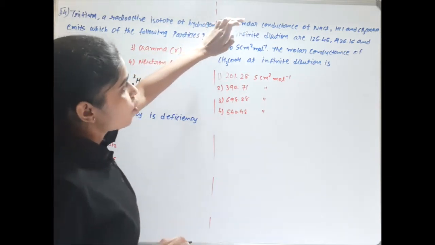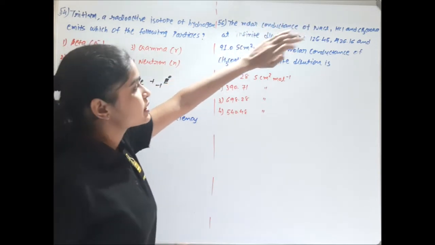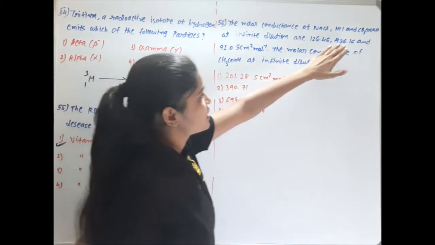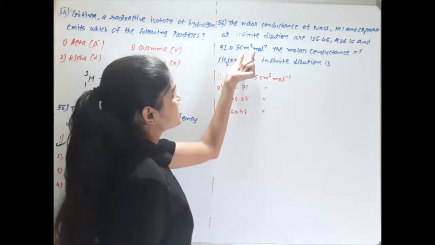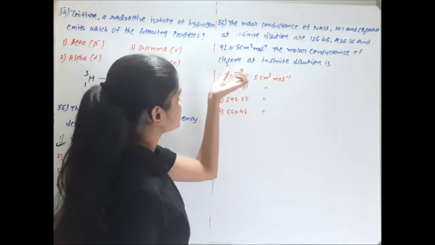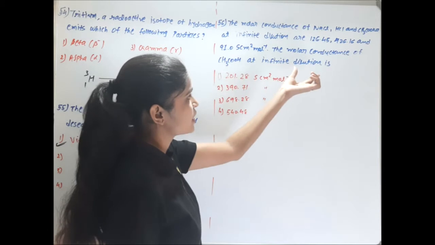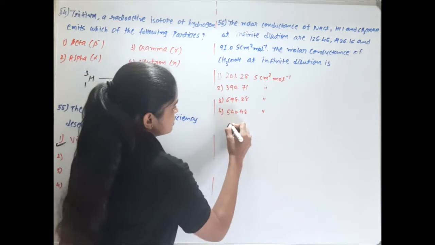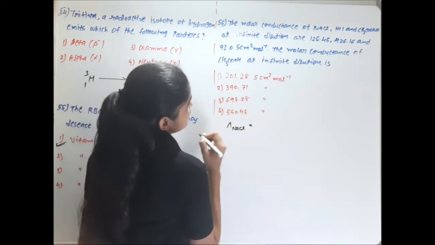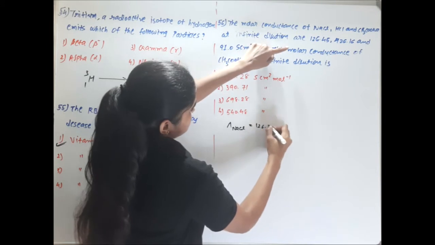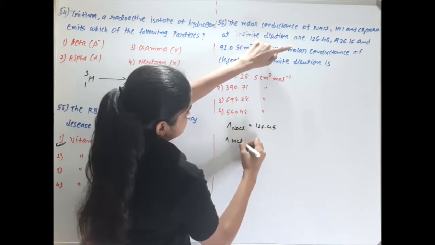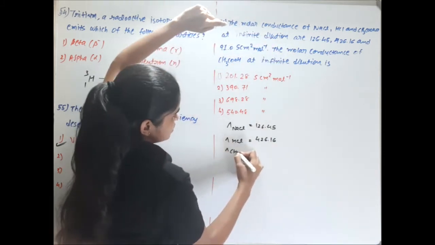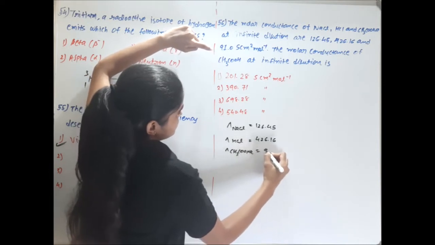Next is question 56. The molar conductances of NaCl, HCl and CH3COONa at infinite dilution are 126.45, 426.16 and 91 Siemens centimeter square per mole. Find the molar conductance of CH3COOH at infinite dilution. The given value for the molar conductance of NaCl, lambda NaCl, is 126.45. Next is HCl, which is 426.16. And third, CH3COONa is equal to 91.